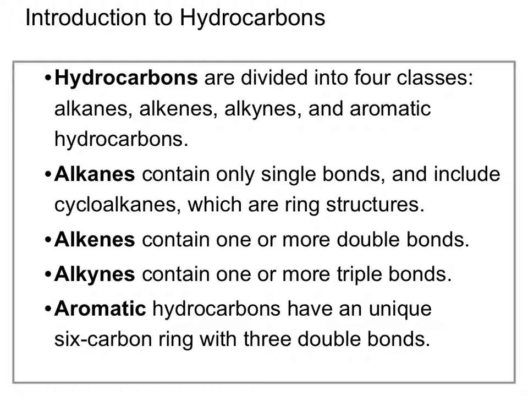And aromatic hydrocarbons have a unique structure, in this case of a 6-carbon ring with 3 double bonds alternating with single bonds. Note that there are other types of aromatic hydrocarbons as well. However, we will not be discussing those for the purposes of this course.